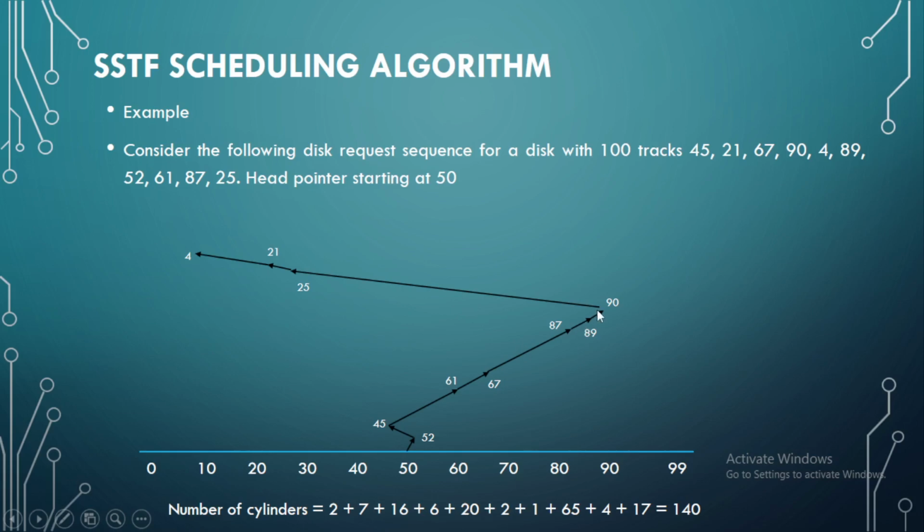From 89 to 90, 1. From 90 to 25, 65. From 25 to 21, 4. From 21 to 4, 70. So the sum of all these head movements is equal to 140.